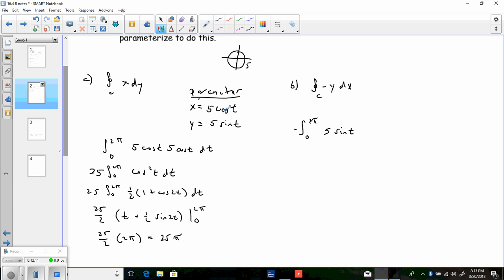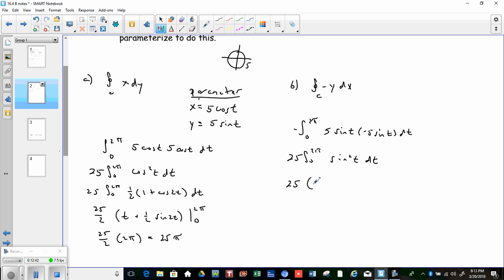The derivative of 5 cosine t is negative 5 sine t dt. Well, the negative 5 and this 5 can be pulled out to the front with that negative, so I'll have a negative, negative, which is positive. 25 goes out into the front. And then I have a sine squared left over. And then once again, we have to use a reduction formula.